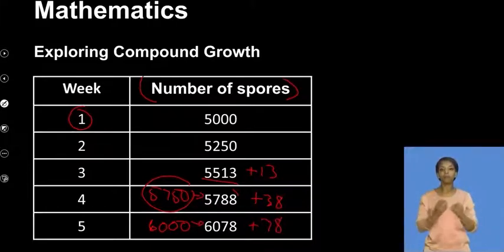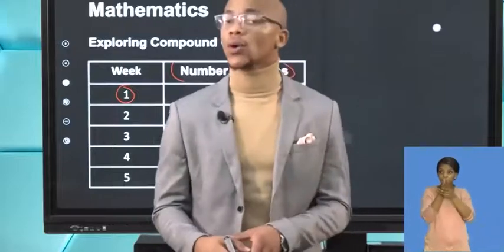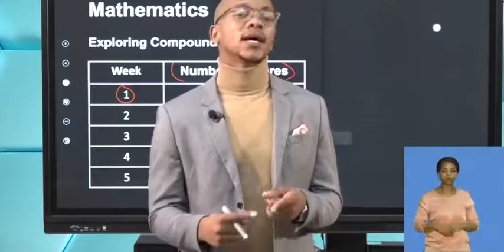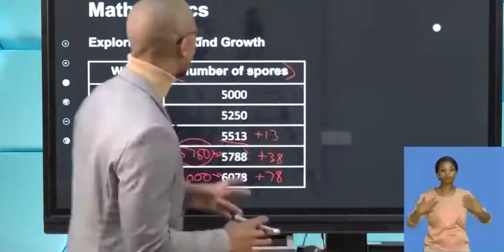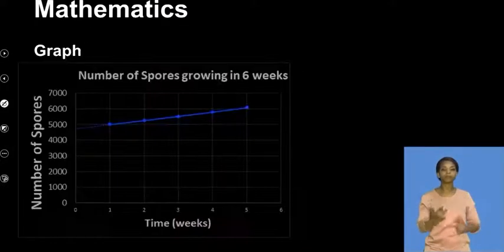So you can see that the growth is not constant, number one. The change is not constant. The rate of change is also not constant. And time, remember we said, is a very important factor here. But let's plot this on a graph and see how it looks.